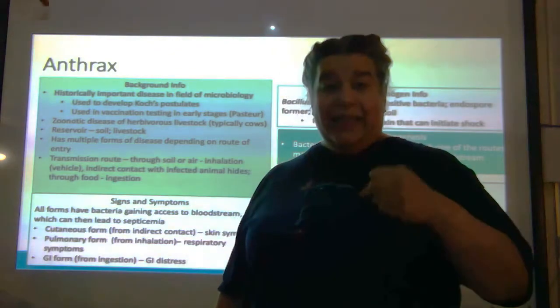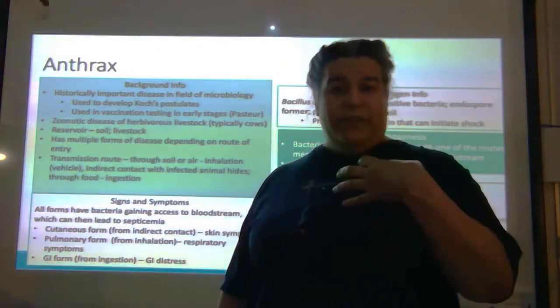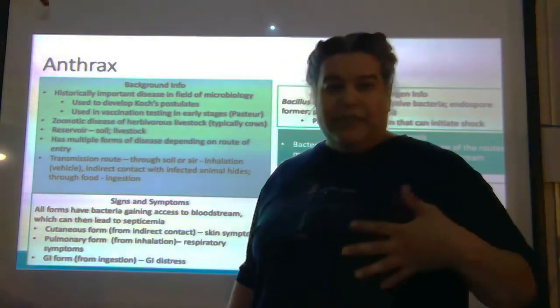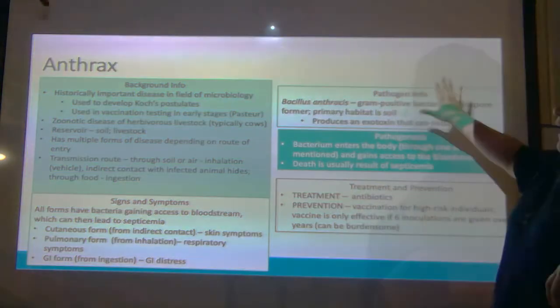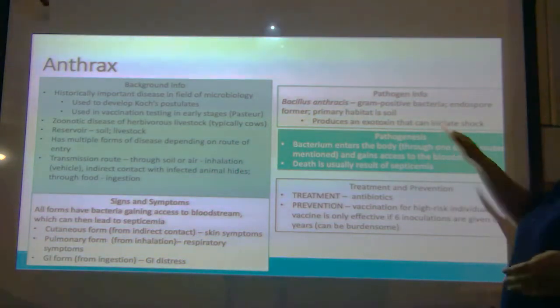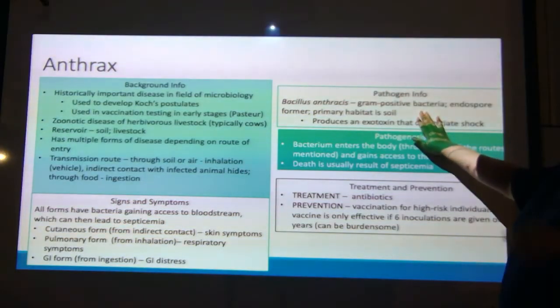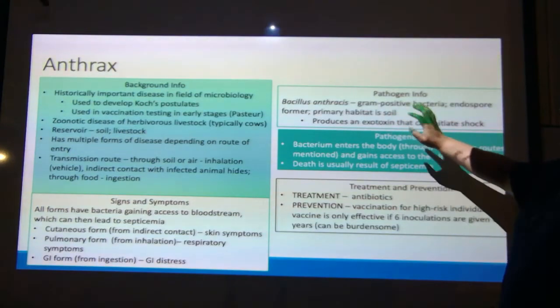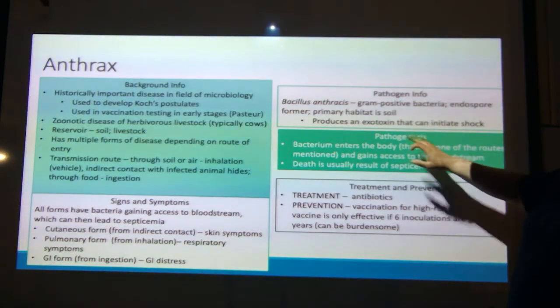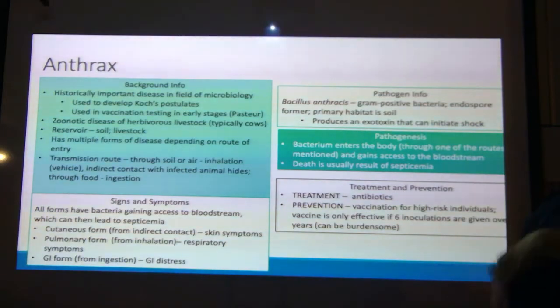If you inhale it, you're going to see respiratory symptoms. If you ingest it, then you're going to see GI tract symptoms. So the pathogen that causes this is Bacillus anthracis. It's a gram-positive bacteria. It is an endospore former, and its primary habitat is going to be the soil. It produces an exotoxin that can initiate shock though.